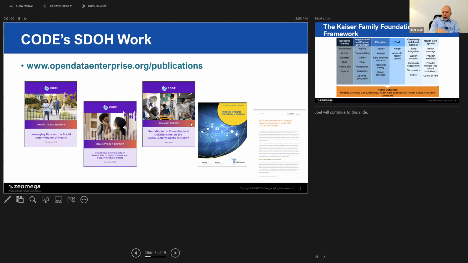And then the final, the fourth piece that you see there is a very recent paper we've done with the IBM Center for the Business of Government on using data to address racial equity in healthcare with the social determinants and social determinants data as a particularly important part of that. And then the final paper on the right is the one that we did with ZeOmega that I mentioned.